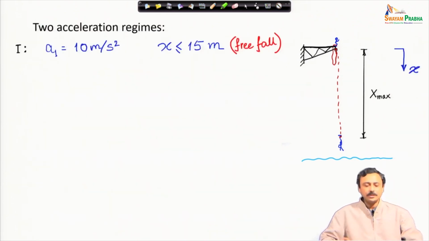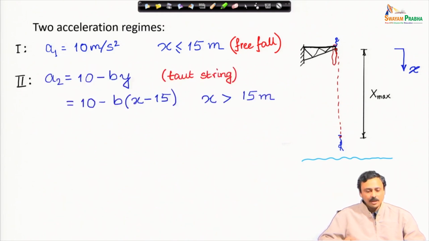Let us look at the solution. Now there are two acceleration regimes, as you can realize. One is the free fall, when the acceleration is exactly 10 meters per second square, that is the specified acceleration due to gravity, and this happens till x is 15 meter. So for x less than or equal to 15 meter it is free fall. Beyond 15 meter and up to 22 meter for this jumper, there is the second expression of acceleration, which is 10 minus b times y.